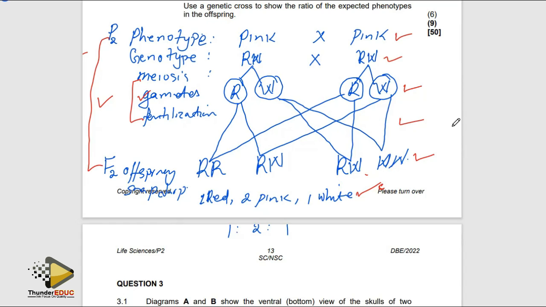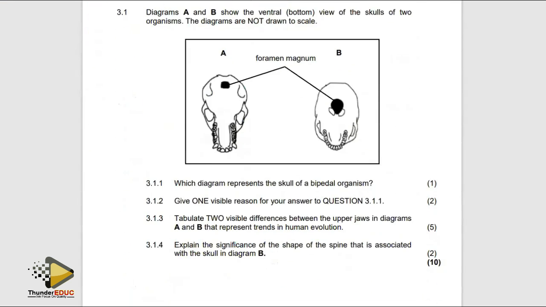This question is from 2022, Department of Basic Education, NCS. Another question is about evolution. Here they're saying that diagrams A and B show the ventral, that is the bottom side, of the skulls of 2 organisms. The diagrams are not drawn to scale. It means that that's not their size. So now asking, which diagram represents the skull of a bipedal organism?